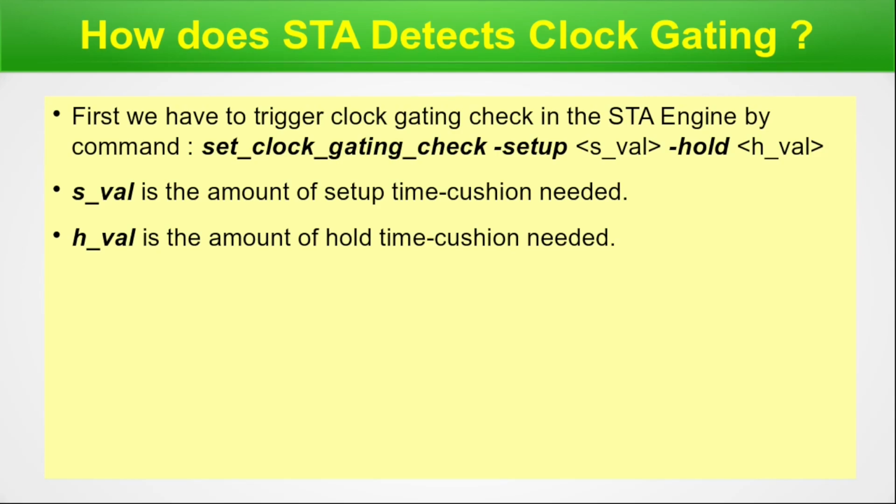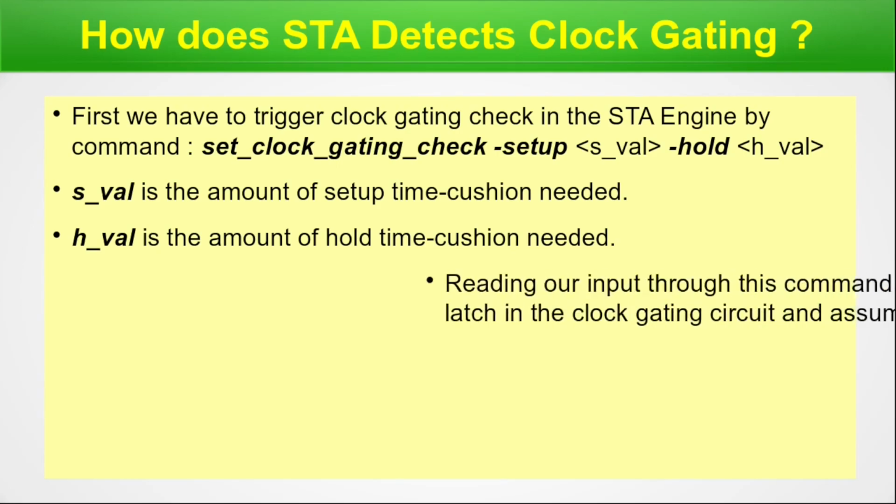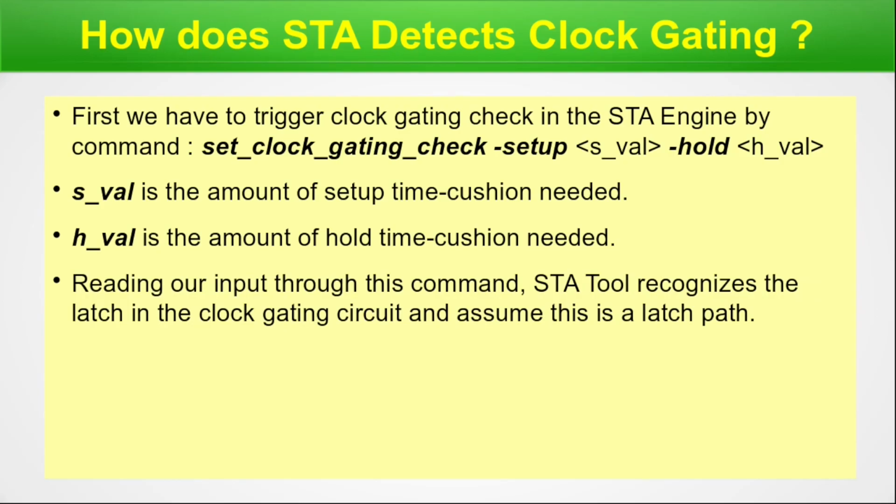If you don't know these two terms, I would request you to go through the STA playlist in this channel and find out the setup and hold analysis discussed in one of the episodes. The thumbnail speaks by itself, so you can find it out. Reading our input through this command, the STA tool recognizes the latch in the clock gating circuit and assumes that this is a latch path. So now what we are going through is how the tool detects this particular clock gating and what it does after it finds it.